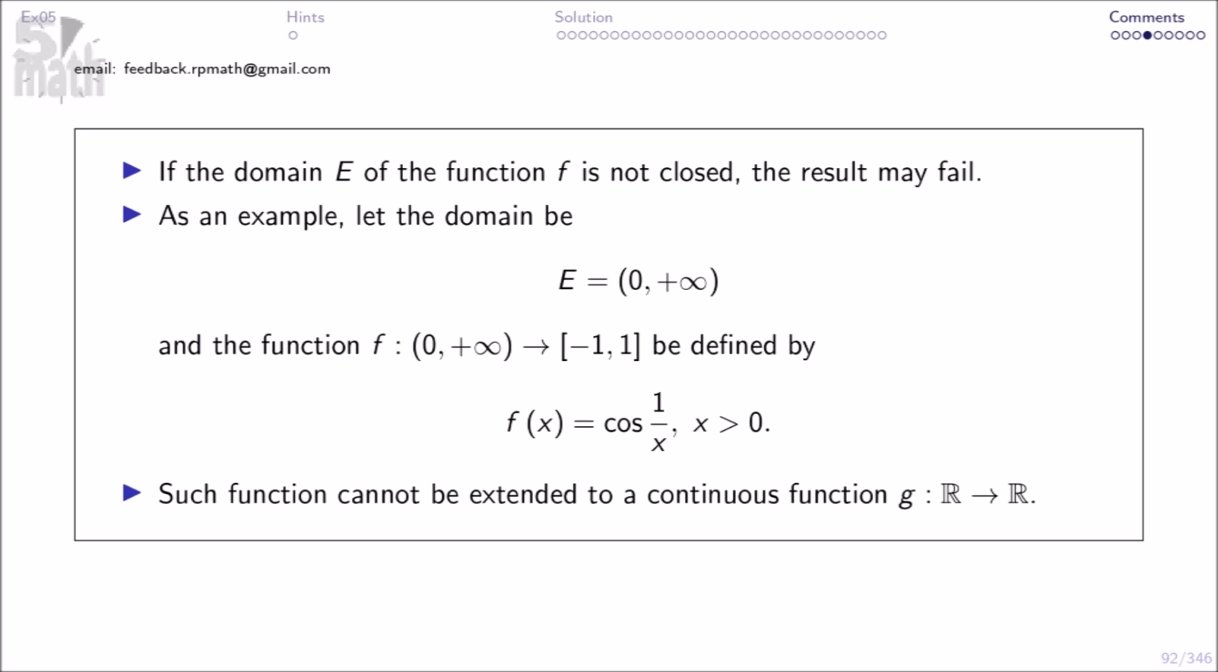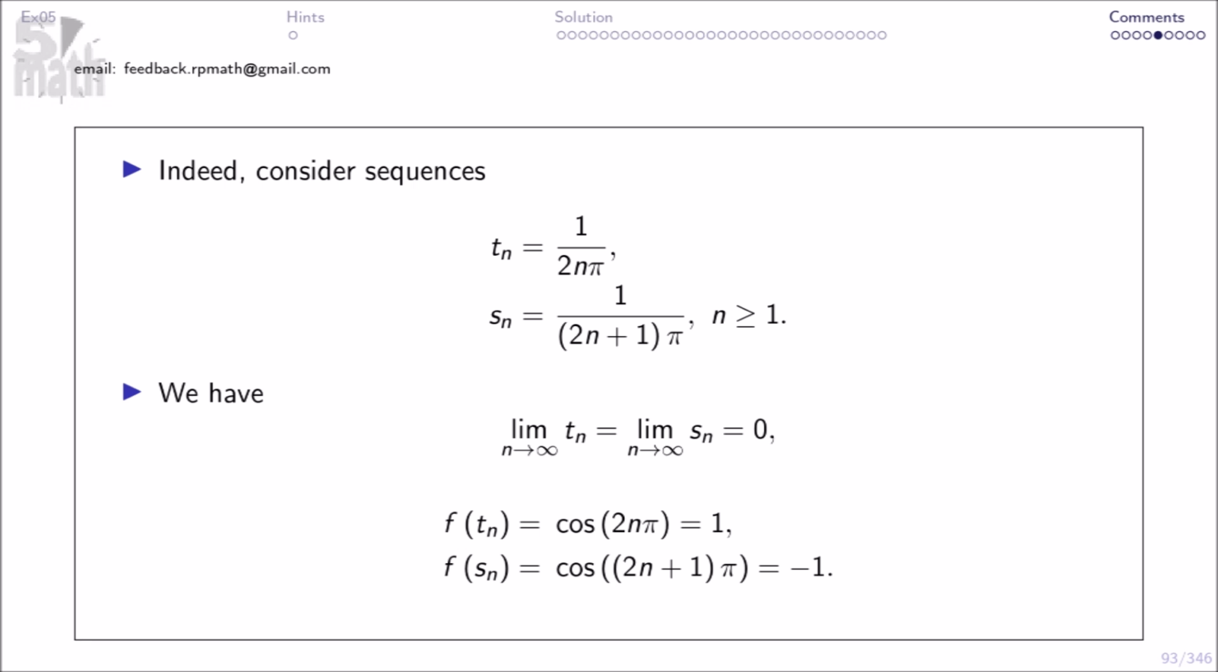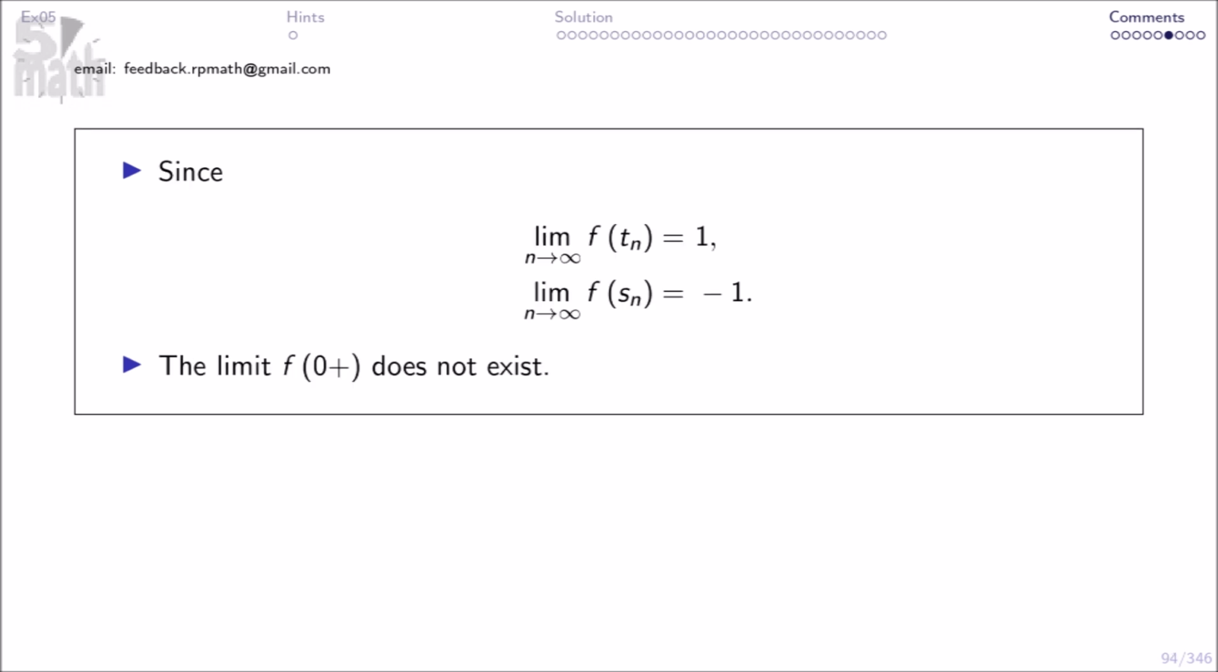If the domain E of the function f is not closed, the result may fail. As an example, let the domain be E equals this, and the function f here be defined by f of x equals cosine 1 over x, x greater than 0. Such function cannot be extended to a continuous function g here. Indeed, consider sequences Tn equaling this, Sn equaling that. We have the following. Since this, the limit f0 positive does not exist.